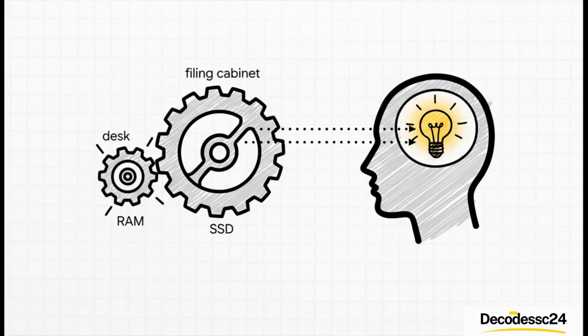So why does any of this actually matter? Well, because understanding this relationship, this dance between fast, temporary memory and slower, permanent storage, that is the key to making smarter decisions about the tech you buy and use every single day. It's the reason a computer can still feel sluggish even if it has a blazing fast processor.